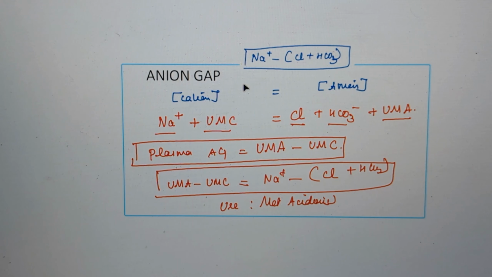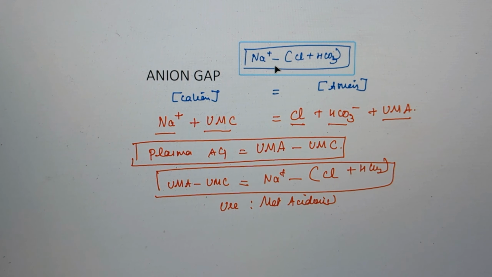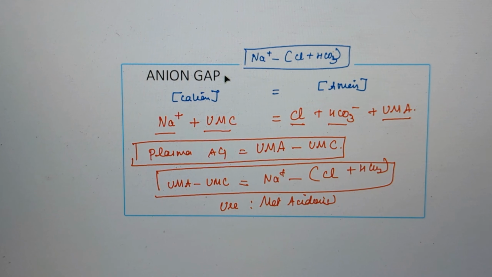Here we go. The formula for calculating the anion gap is sodium minus within bracket chloride plus bicarbonate. The concept of the anion gap is based on the principle that the sum of cations in the plasma equals the sum of anions.